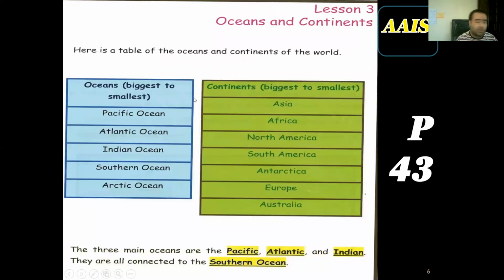Okay, and here in this table, we're comparing oceans together and continents together. And they are classified from the biggest to the smallest. So the biggest ocean is the Pacific Ocean. Then comes the Atlantic. This is the second one. And the Indian, Southern, and the smallest one is the Arctic Ocean. And it's freezing there, of course.